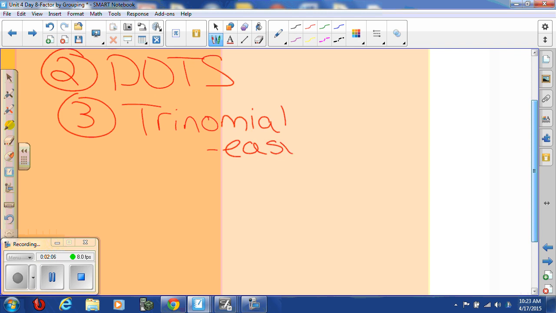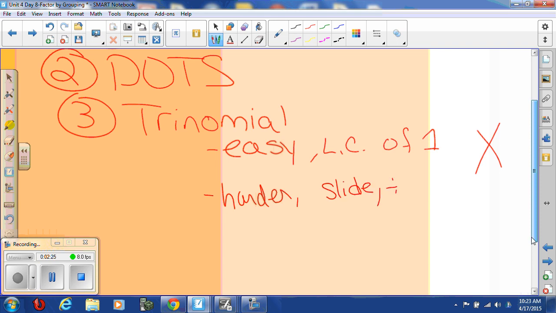The easy has a lead coefficient of what? 1. Great. And what method do we use? The big X if you need to. The harder has a lead coefficient of more than 1, so what do we do? Good. Slide, divide, undo.